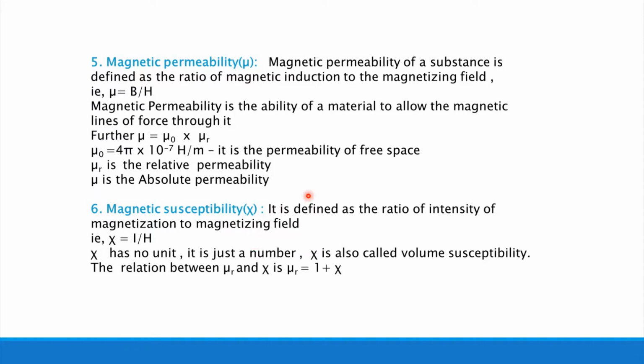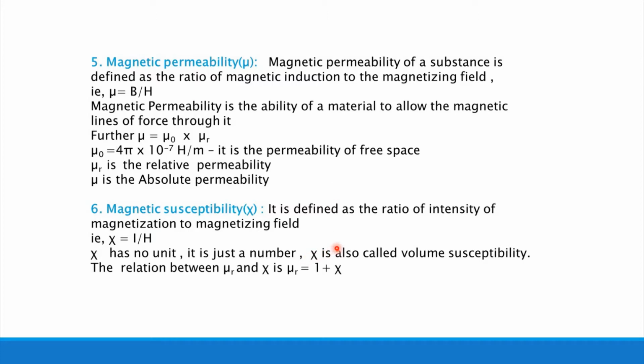The fifth one, magnetic permeability, mu. Magnetic permeability of a substance is defined as the ratio of magnetic induction to the magnetizing field, thus mu is equal to B by H. Magnetic permeability is the ability of a material to allow the magnetic lines of force through it. Further, mu is equal to mu naught into mu r, where mu naught is 4 pi into 10 to the power minus 7 Henry per meter. It is the permeability of free space. Mu r is the relative permeability, and mu is the absolute permeability.